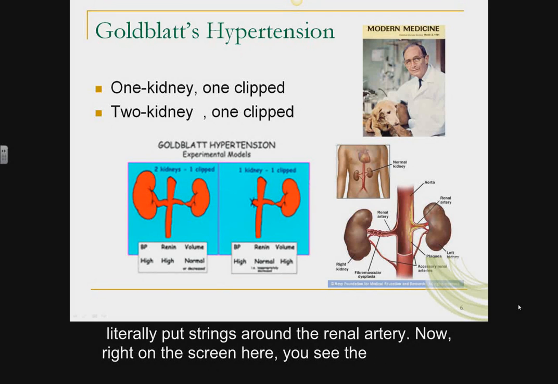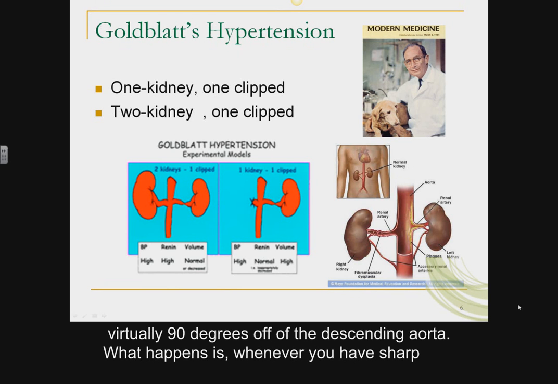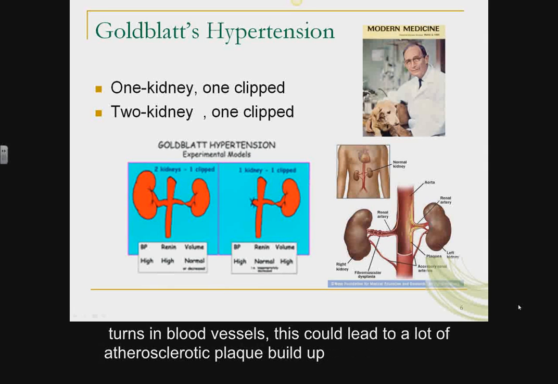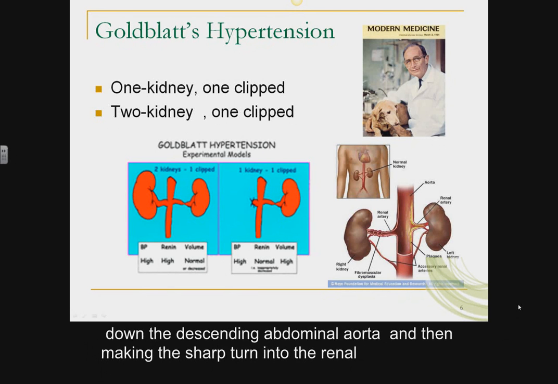Now, right on the screen here, you see the descending abdominal aorta, and you're seeing that the left and right renal arteries are virtually 90 degrees off of the descending aorta. Whenever you have sharp turns in blood vessels, this could lead to a lot of atherosclerotic plaque buildup from the shear stress. The shearing forces from the turbulent blood flow going down the descending abdominal aorta and then making that sharp turn into the renal artery. So you can get occlusion, natural occlusion.